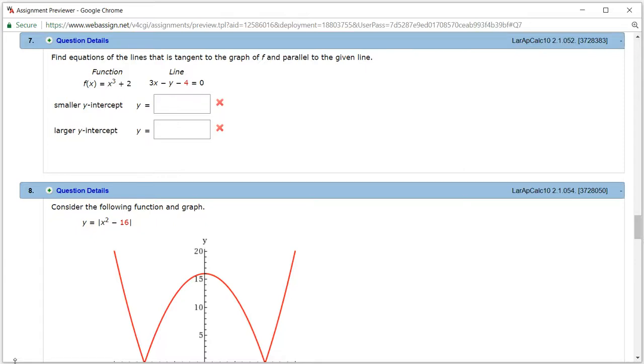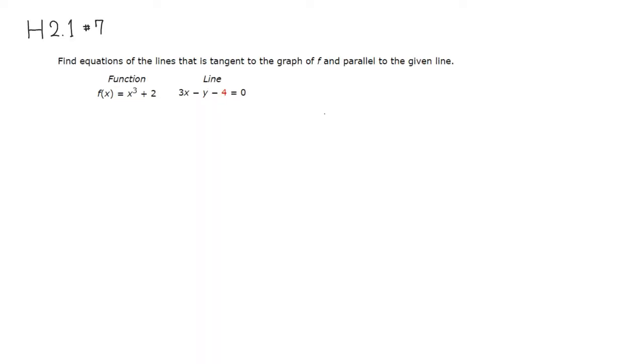All right, let's look at homework 2.1, problem number 7. We want to find the equations of the line that is tangent to the given function, but also parallel to the given line. All right, so let's do that.